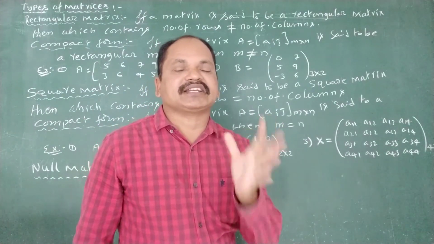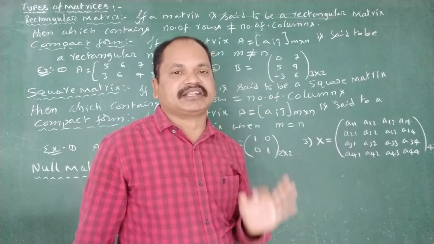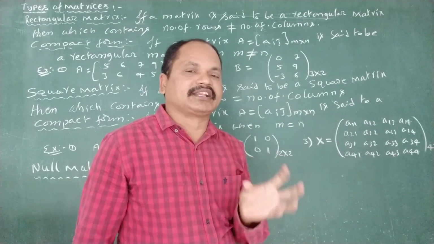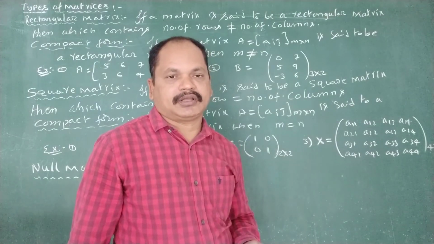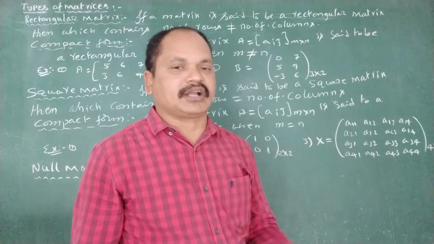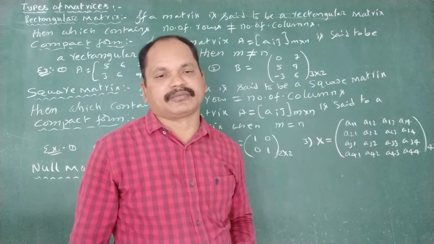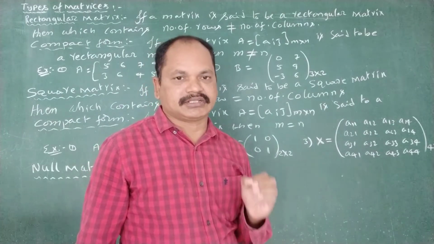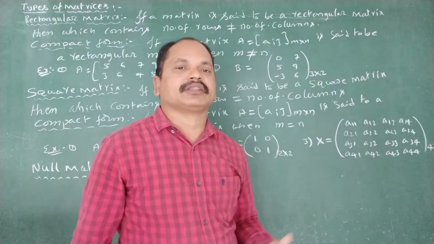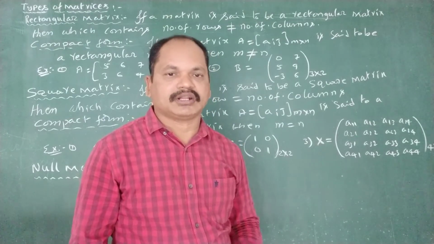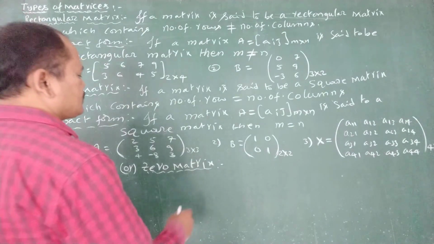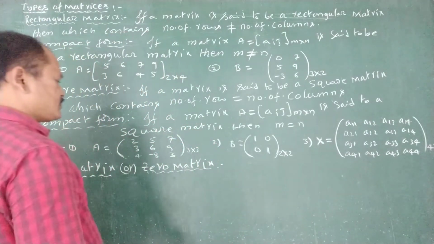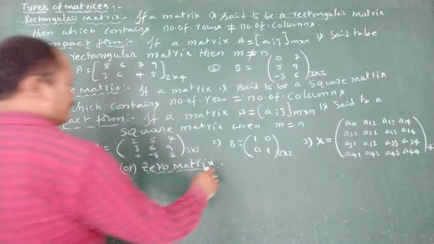If each entry or each element is 0, then the matrix is called null matrix. It may be a rectangular matrix or a square matrix or whatever it may be. If each and every element in the matrix is 0, then the entire matrix is called null matrix. That's why null matrix. Now the definition for this one.